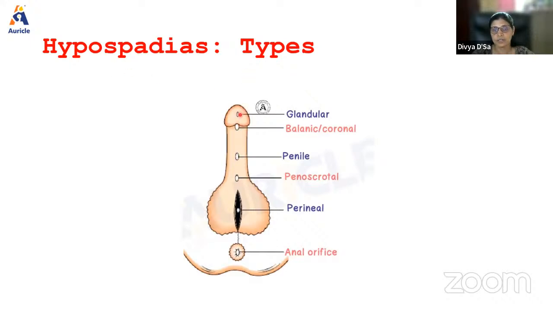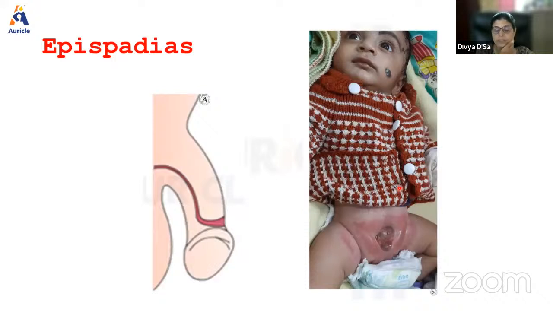So if it opens in the glans, near the corona, where the skin is present and the sulcus is present, that is known as the balanic coronal. Then anywhere in the penis, we call it the penile, then penoscrotal or perineal. So these are the different places where the urethra can open, and that condition is known as hypospadiasis. So that was in the ventral part.